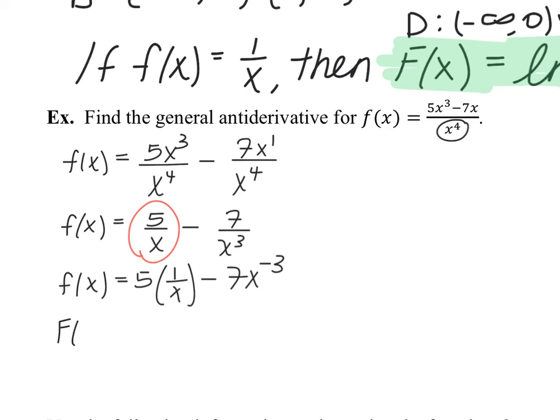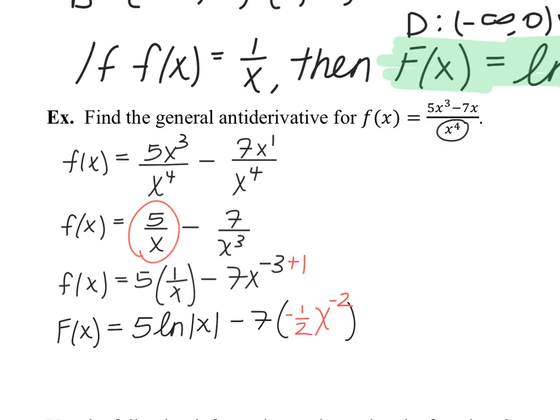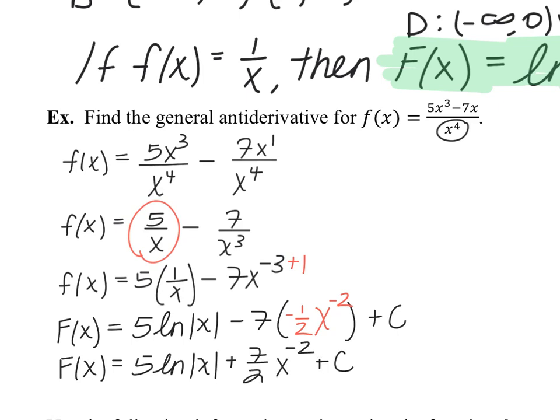So now we can compute our antiderivative correctly. The 5 stays as a coefficient. The antiderivative of 1 over x will be natural log absolute value of x. Then we'll have a minus 7 as our coefficient. Again, now we can use the antiderivative power rule where we add 1 to our exponent. That will leave me with x to the negative 2 power. Then we'll multiply by the reciprocal of that new exponent, which would be a negative 1 over 2, which is the same as dividing by negative 2. And then because this is a general antiderivative, we do need that constant plus c. So our correct antiderivative will be 5 times the natural log of the absolute value of x plus 7 halves x to the negative 2 power plus a constant.